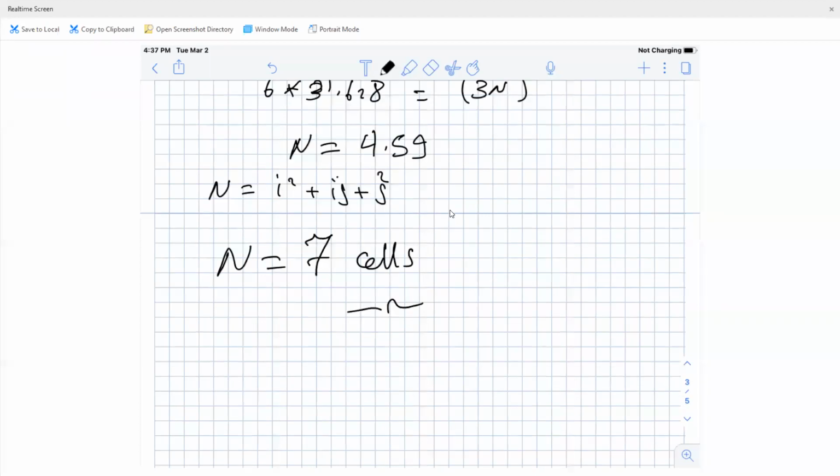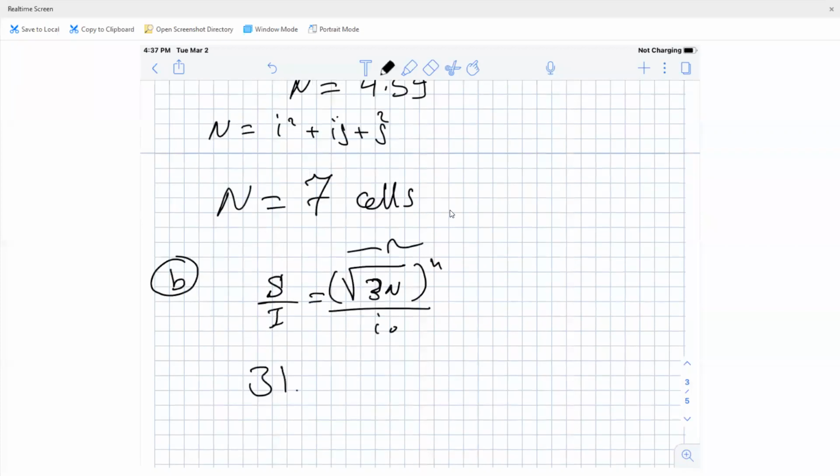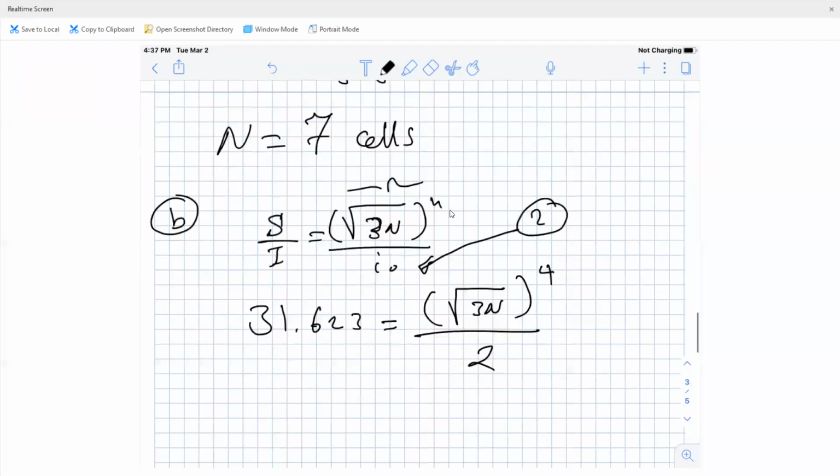Well, now let's go to branch B. In branch B, we are going to follow the same equation. I mean, we have S over I equals square root of 3N raised to n small over I naught. And this time, we have the same value, 31.623 equals, again, square root of 3N raised to power 4 divided by, this time, I naught becomes 2. Okay, so we have 2 multiplied by 31.623 equals 3N squared.